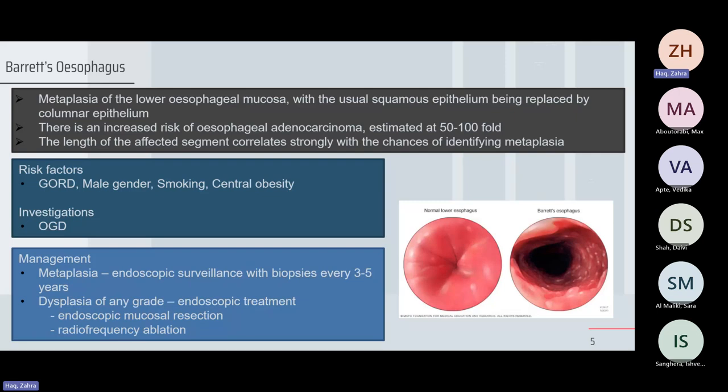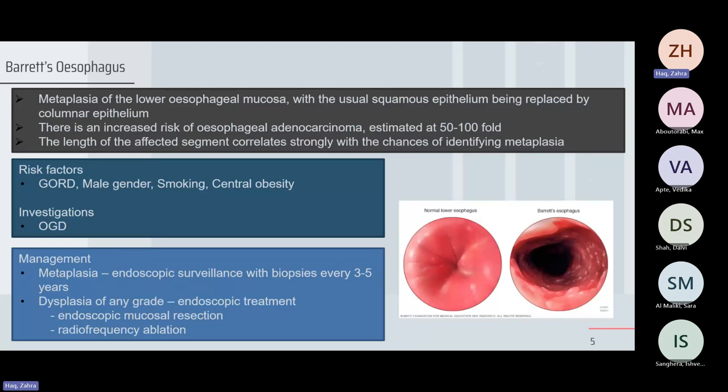The length of the affected segment correlates strongly with the chances of identifying the metaplasia as well. The main risk factors for Barrett's are GORD, so esophageal reflux, male gender, smoking, and central obesity. The main way we diagnose this is through an OGD, where we can actually see the squamous epithelium being replaced by the columnar epithelium.